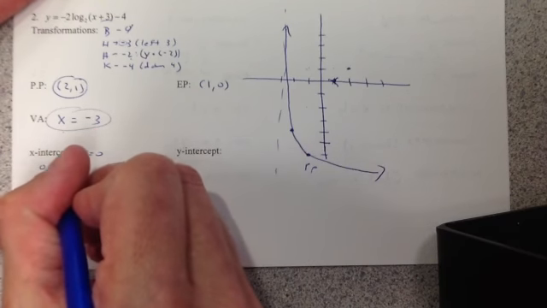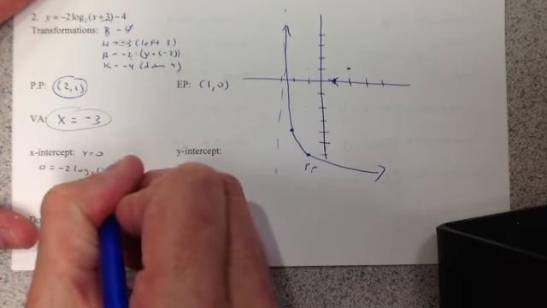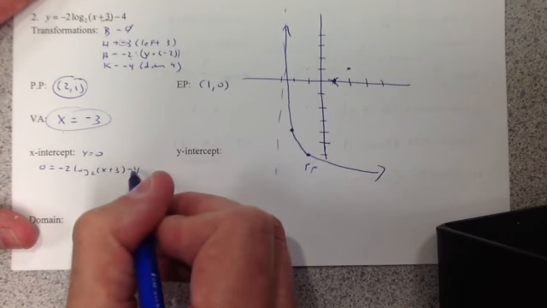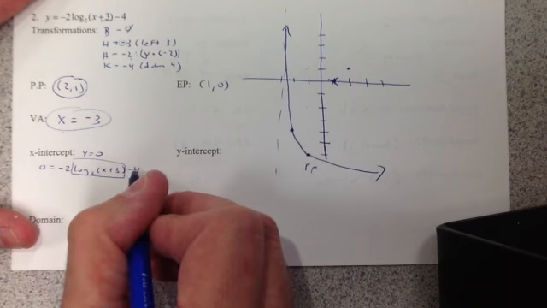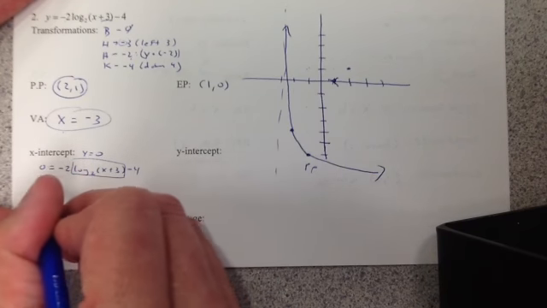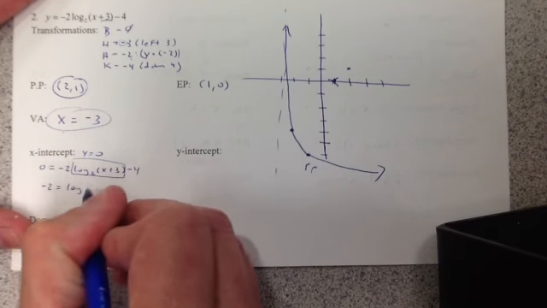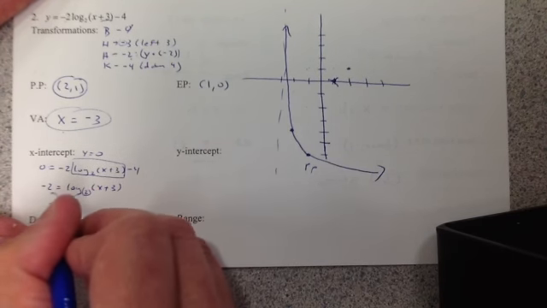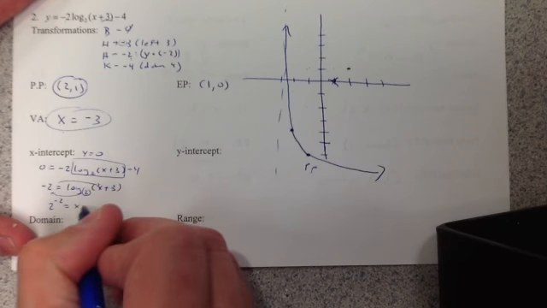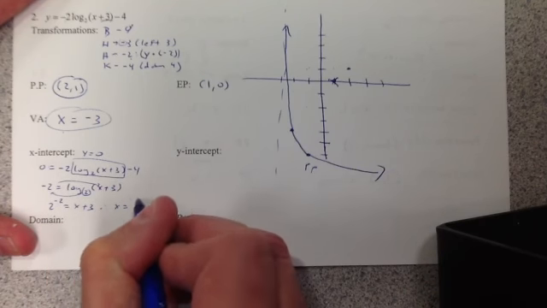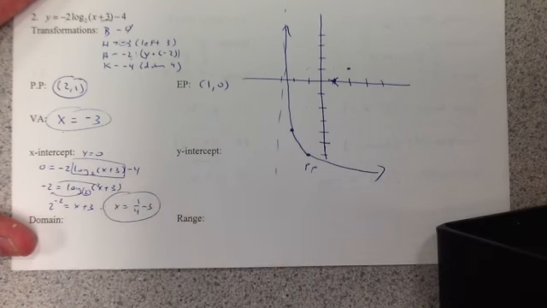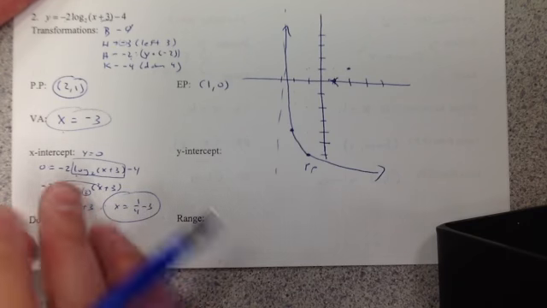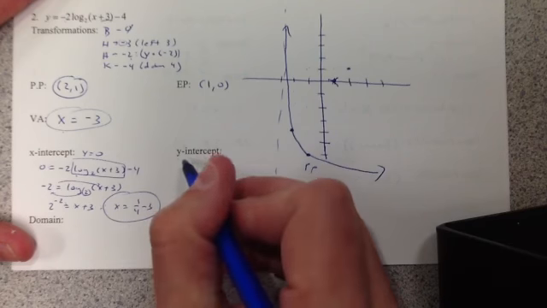We get 0 equals negative 2 log base 2 of x plus 3 minus 4. So if I isolate this, bring over the 4 divided by negative 2, we get negative 2 equals log base 2 of x plus 3. 2 to the negative 2 equals x plus 3. So x equals 1/4 minus 3. Check this again. It's been a while since you've done this, okay? We're going to talk more about this in a few days. But right now, just check those.